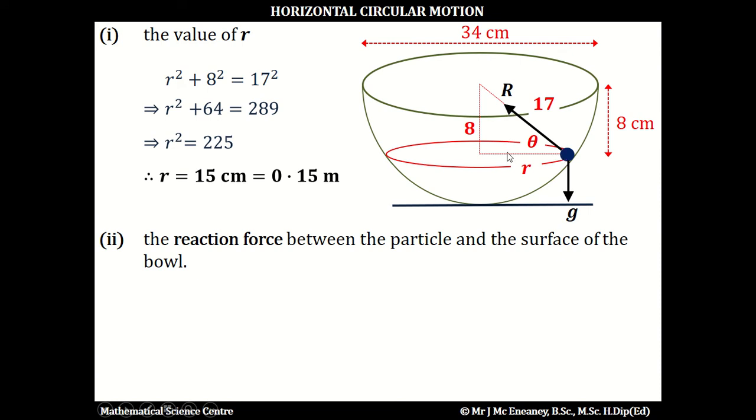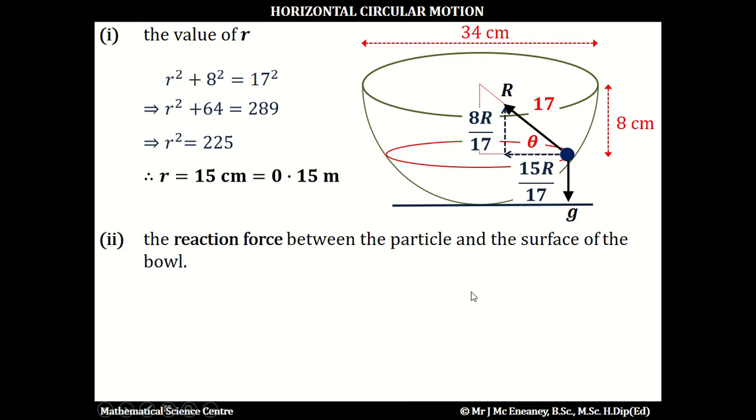So this would be R cos theta and this component would be R sin theta. Now the cos of theta is the adjacent over the hypotenuse, so that would be r over 17, which is the same as 15 over 17. The sine of theta then would be 8 over 17. So if we resolve R into horizontal and vertical components, the horizontal component we said was R cos theta, which is 15R over 17, and the vertical component is R sin theta, which is 8R over 17.